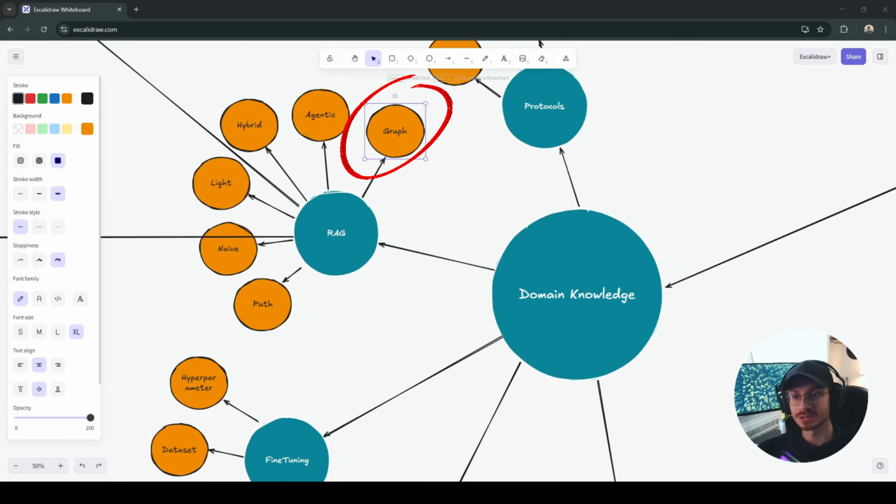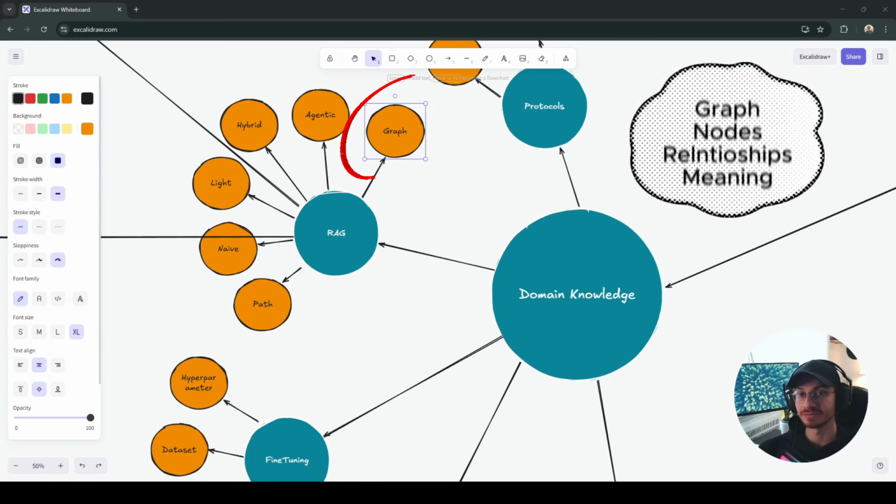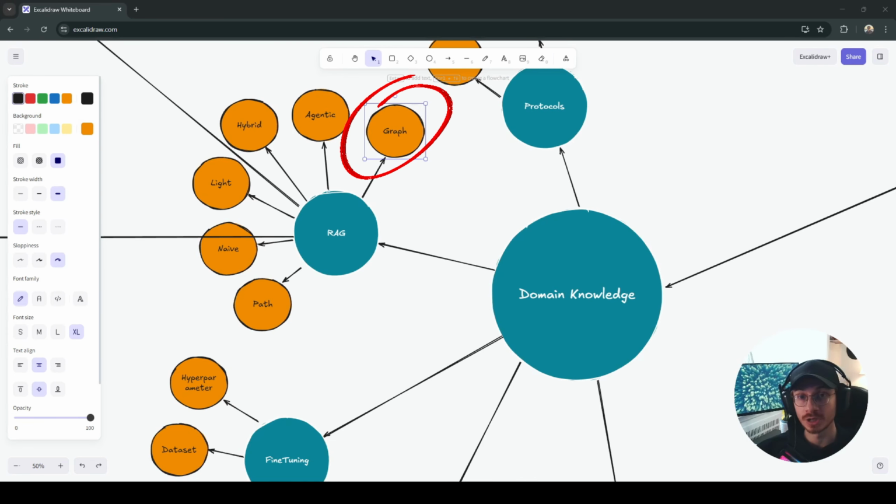Graph RAG. Graph RAG structures your knowledge as a graph: nodes, relationships, and meaning. This is perfect for complex domains where relationships matter more than isolated text chunks.